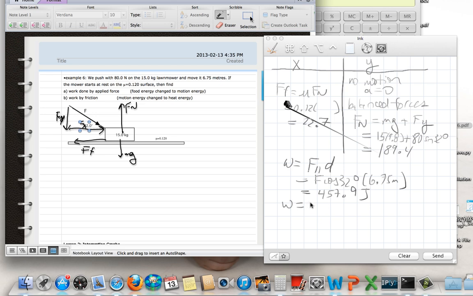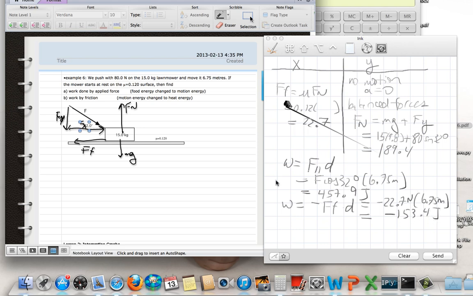Next, the work done by friction. Because friction is opposite to motion, we remember that it should be negative. Our force of friction, which if we calculate using force analysis, we should get 22.7 newtons. We multiply that by the 6.75 meters of distance, and we get, for the work done by friction, negative 153.4 joules.